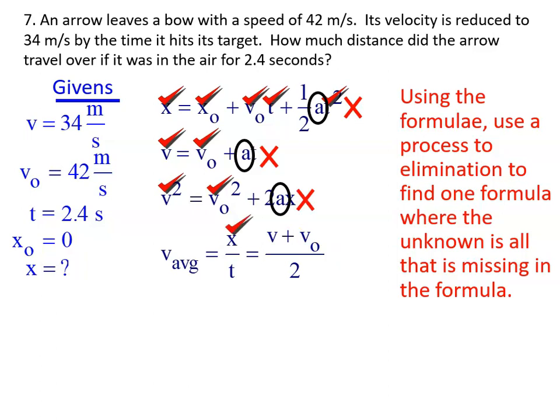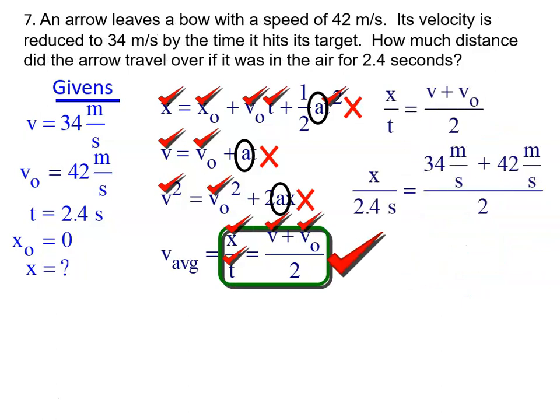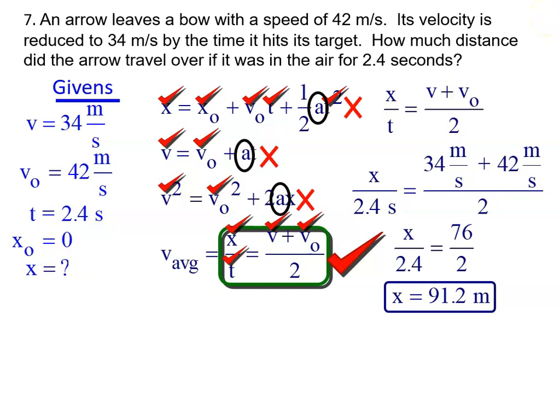So finally, we realize it's the fourth equation. So we use that, and we plug in our numbers. And upon doing that, we find that x is 91.2 meters. That's actually about the length of a football field. 91 meters is about 100 yards. So there we go. That's how we solve these types of kinematics problems.